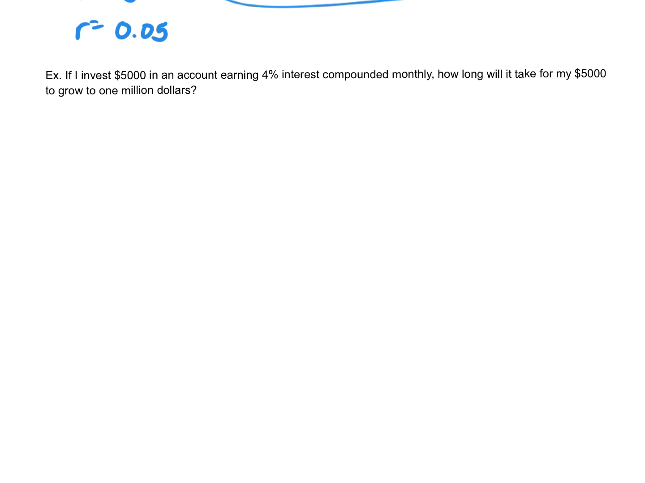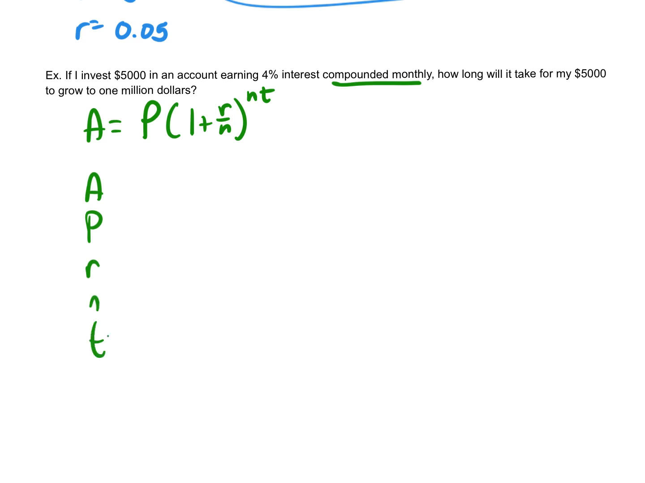Okay, let's look at this last one. Now this one's going to be a little different because now we finally have one that is compounded monthly. So now we're going to have the other equation. We're going to have A equals P(1 + r/n)^(nt). And we're going to have to try to figure out what all of these variables represent in the problem.